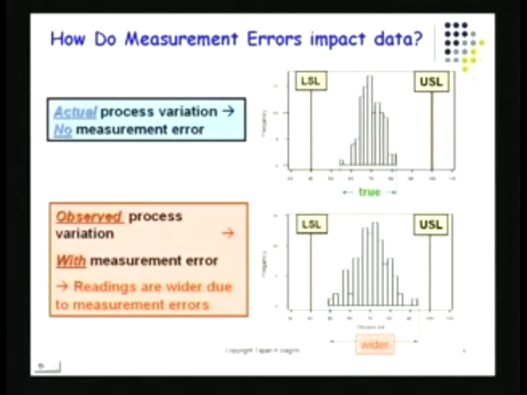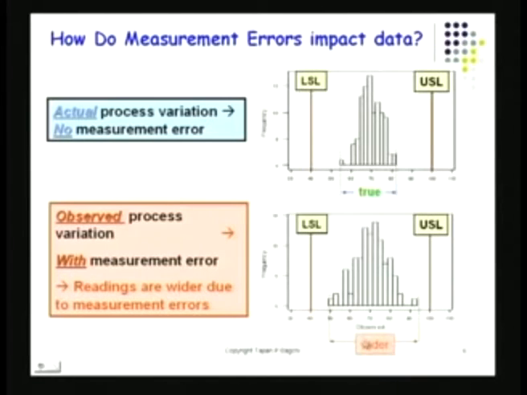Suppose your true variation was, as I show here, within the upper and lower spec limits, well within the specification. So the true variation, as you see there, is well within the specification limit. That is shown by the green letter there, and the blue letters show you the range of the natural variation of the process. But when I introduce measurement errors, the data actually gets wider.